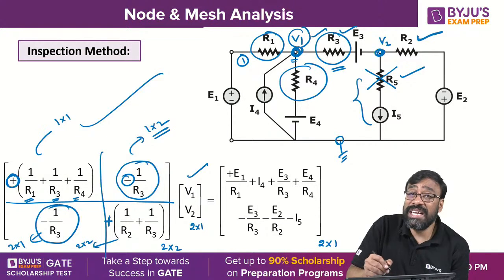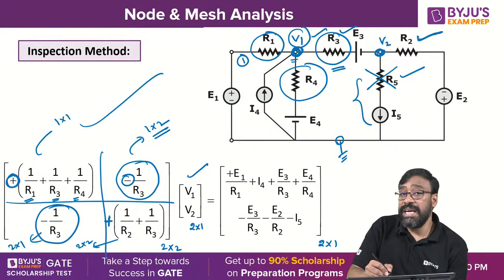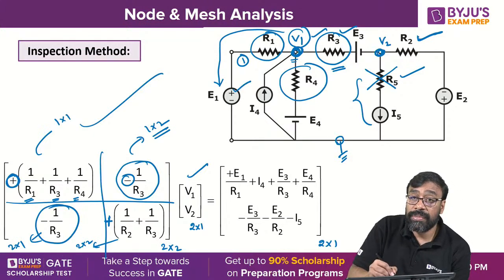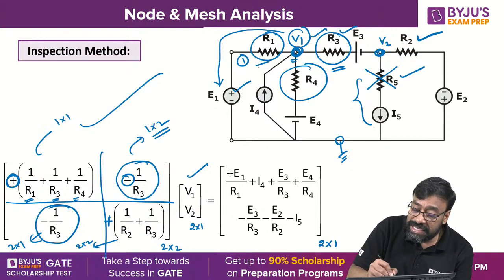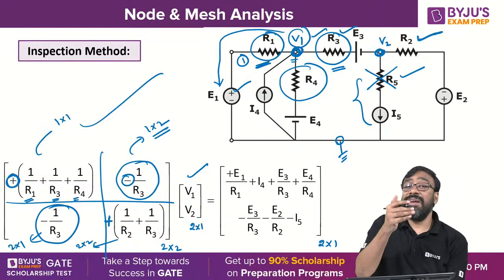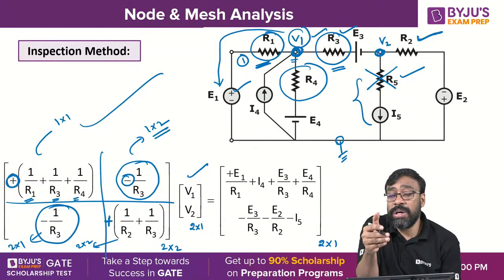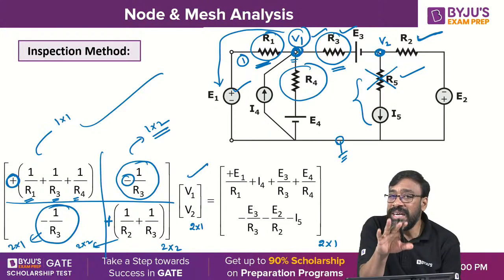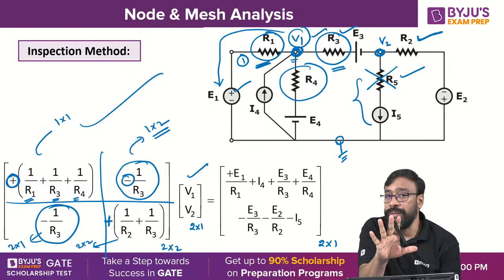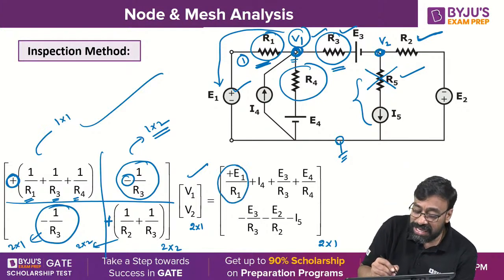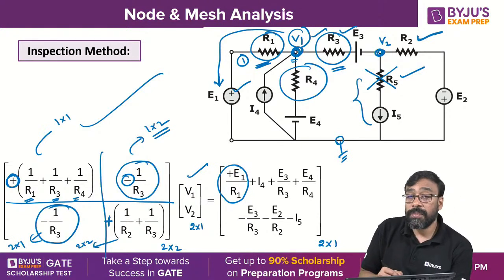If I assume V1 is greater, the current leaves from the higher potential and it is touching the positive polarity first, therefore plus E1 by its internal resistance. An ideal voltage source in series with the internal resistance can be treated as a practical voltage source. So any resistance in series with an ideal voltage source can be treated as its internal resistance. There is nothing wrong. You understand? Okay. Therefore, plus E1 by R1, because I'm touching positive polarity first here.